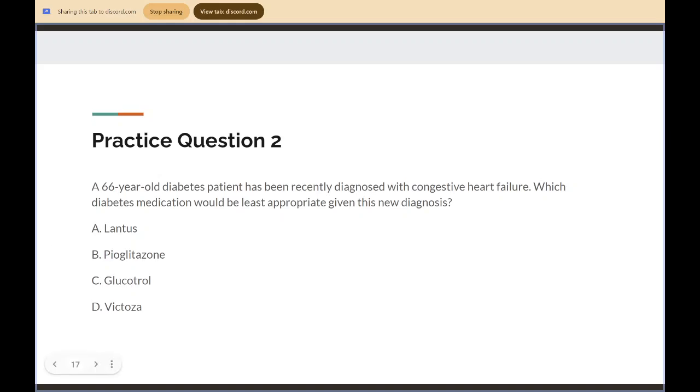Okay, so the correct answer here is going to be B, pioglitazone. This class of drugs, TZDs, should be avoided because they can cause fluid retention and can exacerbate congestive heart failure. Good job if you chose B. All right.